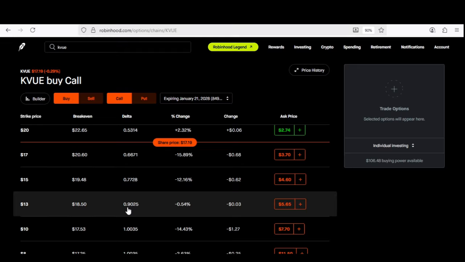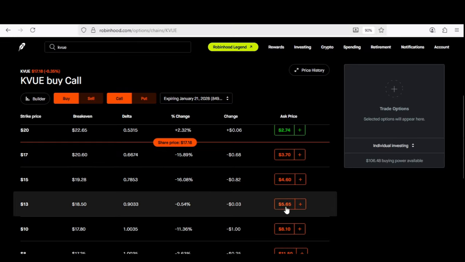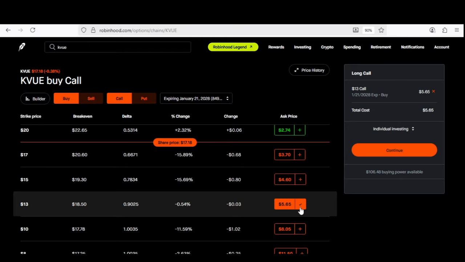And most importantly, the reason for me to choose the $13 strike price is the amount of money I'm going to have to pay. The amount is going to be $5.65, which in the real world works out to be $565 because each option contract contains 100 shares. So you simply multiply your $5.65 by 100 and you get $565. The reason the price point is really important to me is because I bought myself 2.5 years and I'm only paying around $565. So I think that's a really, really good price. Let's go ahead and select that.